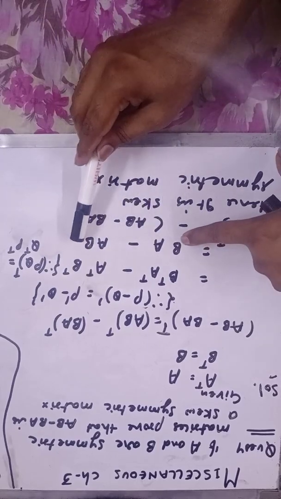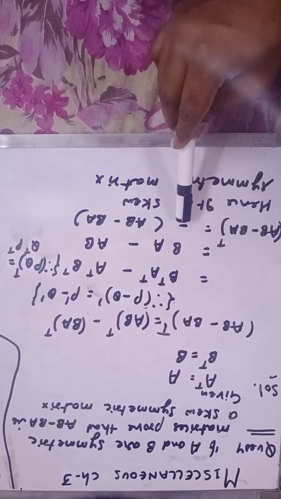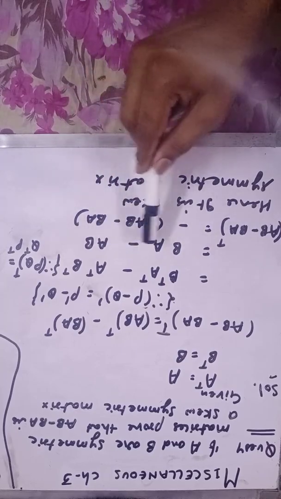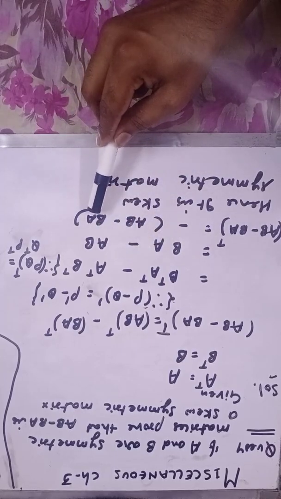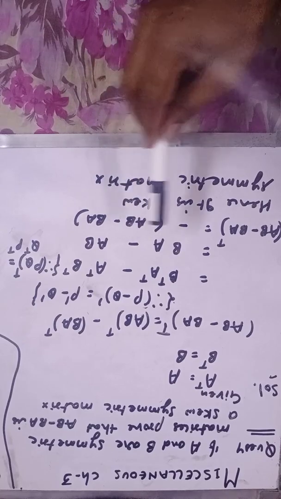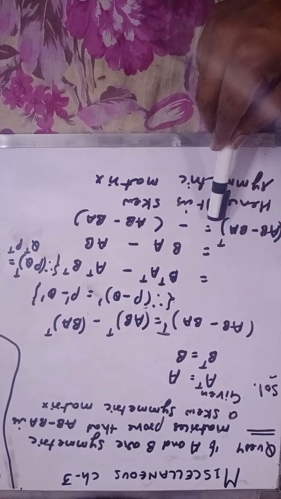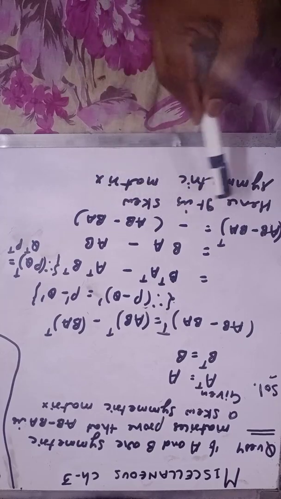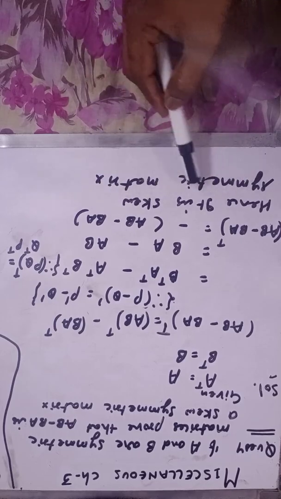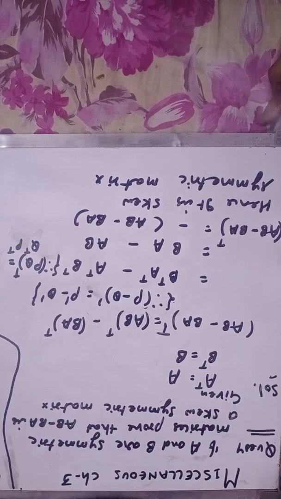At last you will get this, and when you take minus common from this statement, it becomes minus of (AB minus BA). Now I am copying the same term here. If the transpose of any matrix is equal to the negative of that matrix, it is the condition of a skew matrix. Hence it is a skew symmetric matrix, which is what we had to prove.